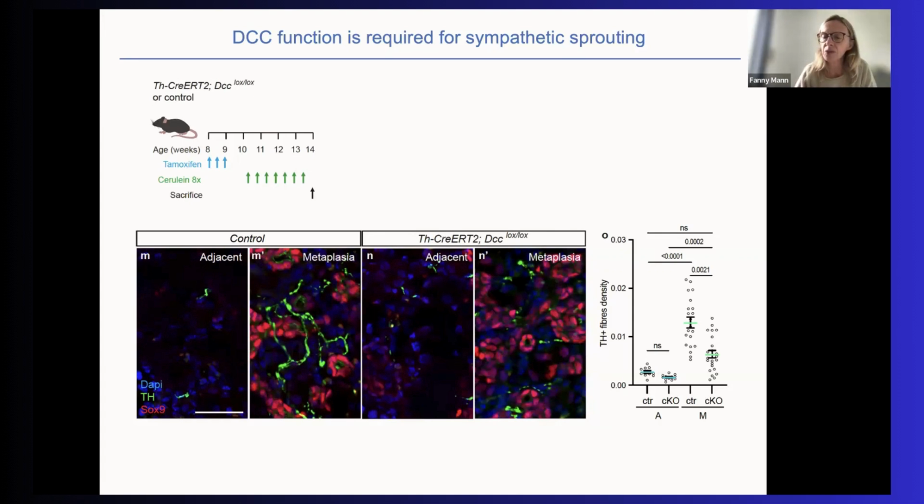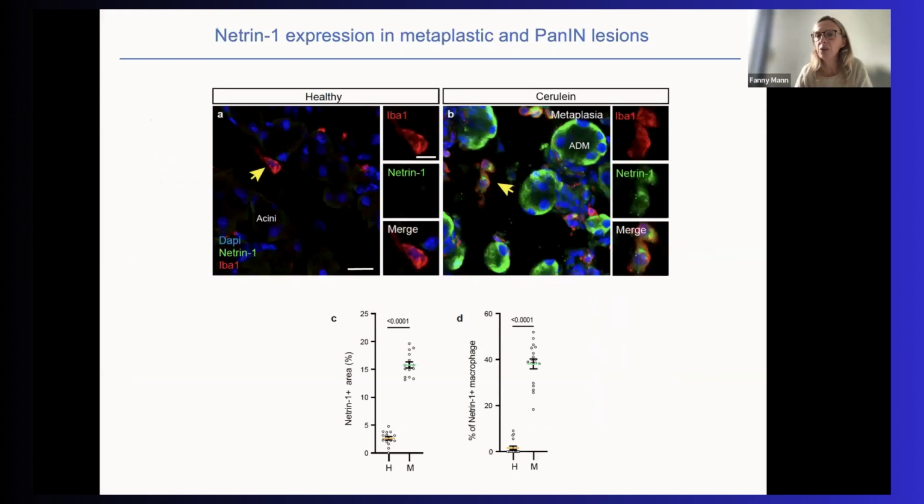DCC, as I told you, is a receptor for an axon guidance molecule which is called netrin-1. So we looked at the expression of the netrin-1 ligand in the model. In the adult pancreas, the netrin-1 protein is not expressed. But after caerulein injection, netrin-1 is expressed by two types of cells: the metaplastic pancreatic cells, and also populations of inflammatory macrophages that infiltrate these metaplastic lesions.